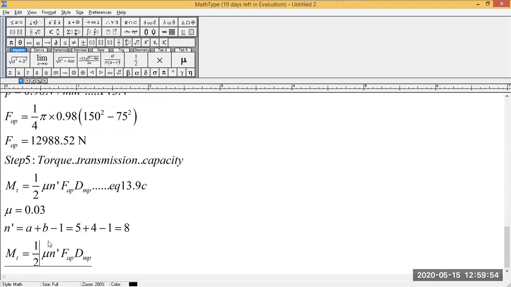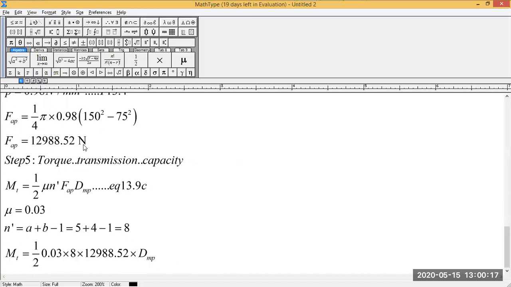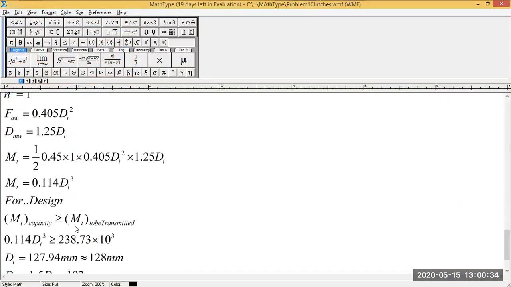So 0.03 times n, which is now 8, times FAP, 12988.52, into TMP, 116.66. Right. So from this we'll get the torque MT, that is the transmitted torque. So I calculate this and let me know. We'll move on to the last step.